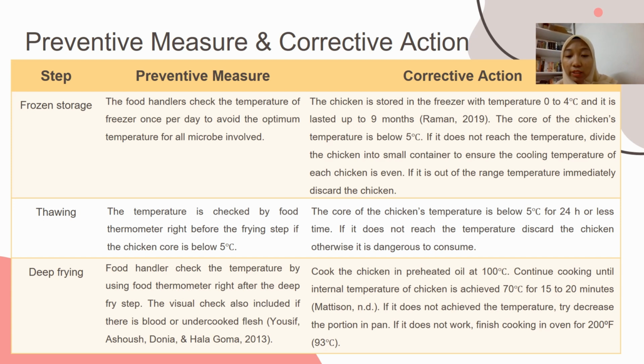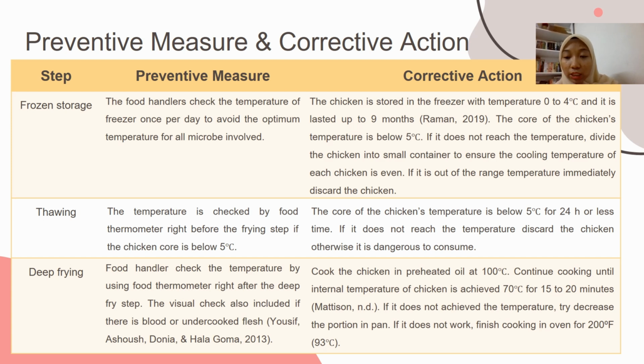And for deep frying, the preventive measure is the food handler checks the temperature using a food thermometer right after the deep fry step. The visual check is also included, for blood or undercooked flesh. For the corrective action, cook the chicken in preheated oil at 100 degrees Celsius. Continue cooking until the internal temperature of the chicken achieves 70 degrees Celsius for 15 to 20 minutes.